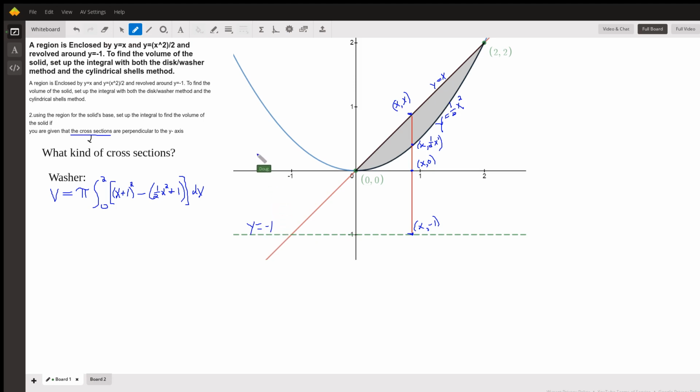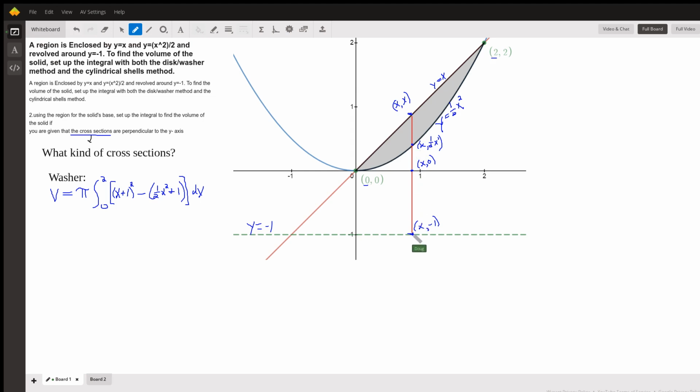Using both the washer and disk methods, in this case it's a washer method, because there's an outer radius and an inner radius. And when you're doing the washer method, you want to visualize typical radii that are perpendicular to the axis of revolution, and then use the definite integral from 0 to 2, and that's this 0 and this 2, because we're integrating along the x-axis, of the outer radius squared minus the inner radius squared.